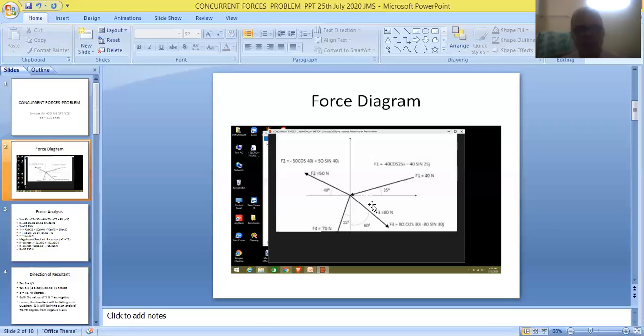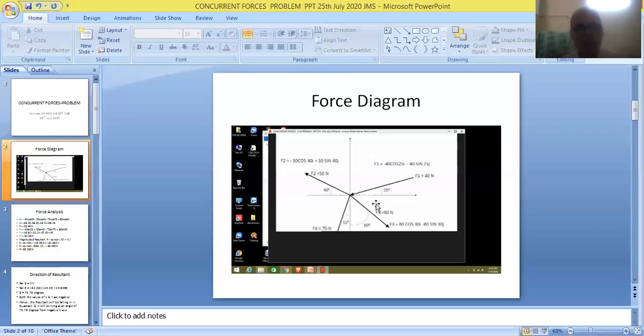This angle is coming to 30 degrees. 90 minus 60 is coming to 30 degrees. So therefore, theta 3 has to be taken as 30 degrees. And similarly, theta 4 has to be taken as 90 minus 15, that is 75 degrees. So theta 1 is 25 degrees, theta 2 is 40 degrees, already given in the problem.